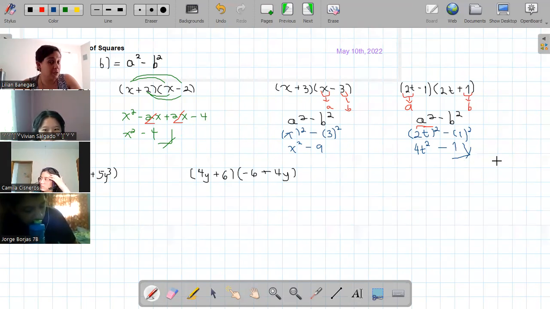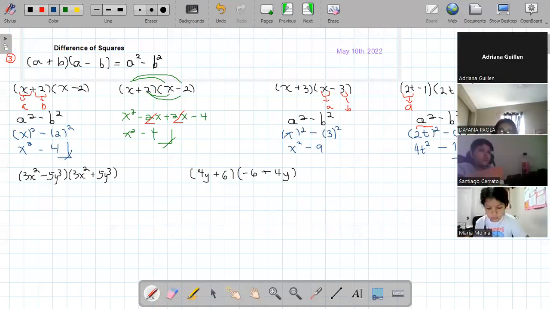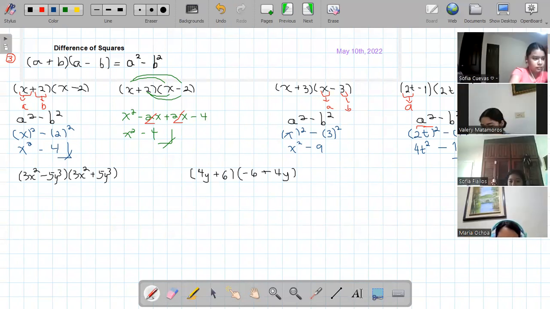Easy peasy, right? So sometimes you can pick it from the first one, sometimes from the second one. That's okay, Jorge. And sometimes you can mix it up. Let's increase a little bit more the complexity of our exercises. We got 3x squared minus 5y cubed times 3x squared plus 5y cubed. So as you can see, now both terms have coefficient and both terms have a variable and both terms have exponents with their variables. Will it change anything? No, it will not. It won't change anything. So let's identify A and B.